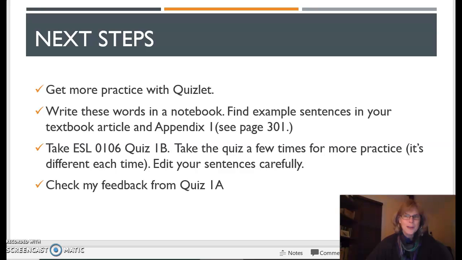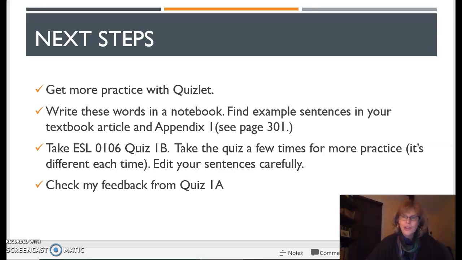There's a quiz for you. It's called Quiz 1B, and you can take it as many times as you want. Each time you take it, it'll change up a little bit, the questions, but there will be the same types of questions, the same 10 words will be asked about. So be sure as you write sentences or even just the word that you're spelling things correctly, that you're editing carefully when you take that quiz.